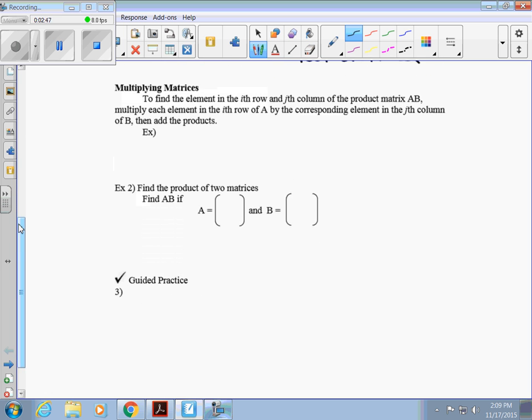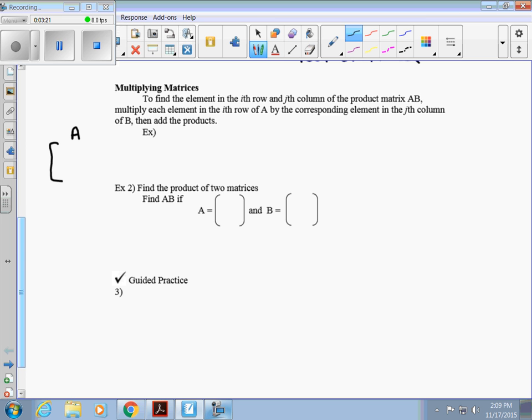All right, now down to multiplying matrices. This is very, very different than adding or subtracting matrices, or even multiplying by the scalars like we did the other day in section 3.5. We want to find the element in the ith row and the jth column of the product matrix, AB, and then multiply each element in the ith row of A by the corresponding element in the jth column of B. Then add the products.